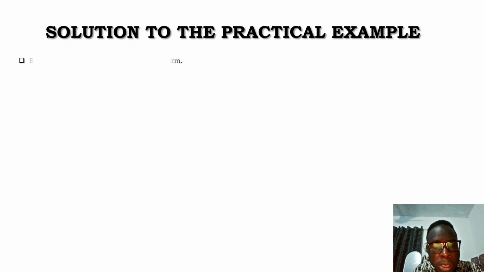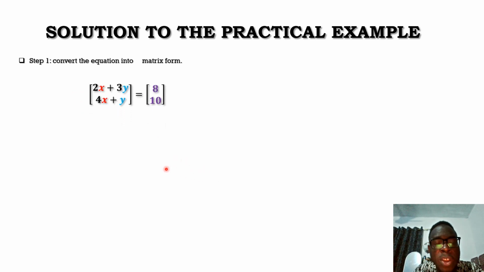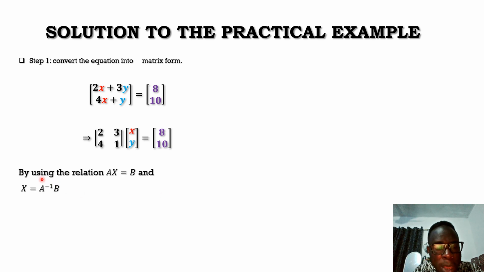So the solution will be, first, to convert the equation into matrix form. If I want to convert the equation into matrix form, I write the equation in the row form, that is 2x plus 3y equal to 8, 4x plus y equal to 10. Then I write the matrix A, which is 2, 3, 4, 1. Then X will be x, y, which is equal to 8, 10. So the next step is by using the relation AX equal to B and X equal to A to the power minus 1 times B, that is the inverse of A multiplying B.